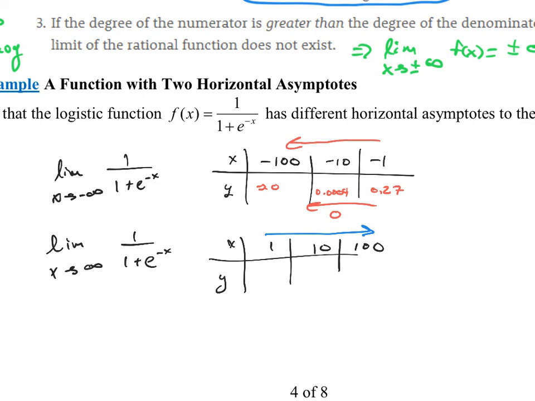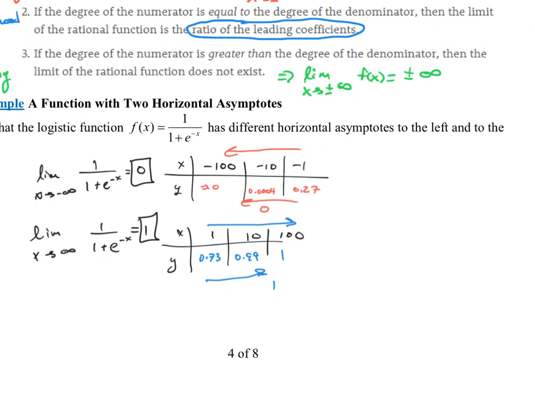Now I'm going to go back in and type in the positive values. So I'm going to type in 1, enter, 10, enter, 100, enter. And when I do that, I get 0.73, 0.99, and then my calculator just says, look, it's virtually 1. So as I go to the right, I notice that my y value is approaching 1. So the limit as x approaches negative infinity here is 0, and the limit as x approaches infinity is 1. This is a graph where I have 2 different horizontal asymptotes.